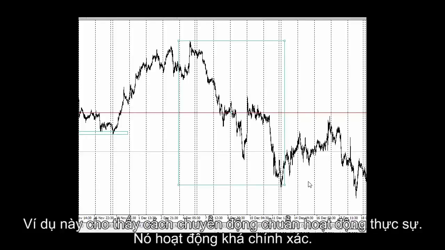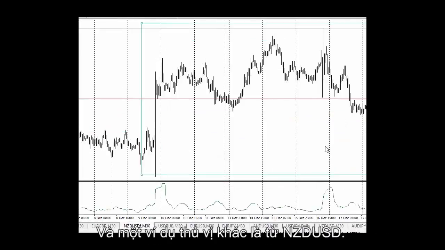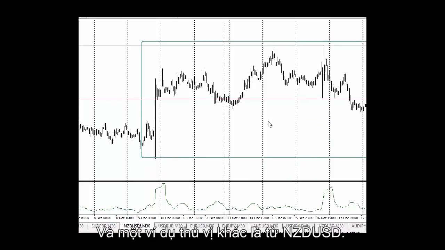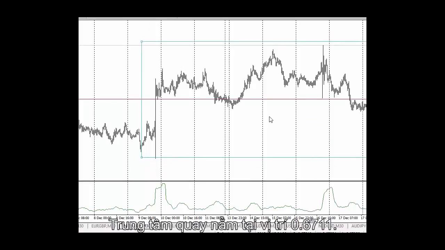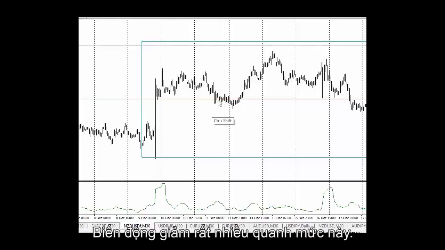So you see, this is a pretty good trade. And another interesting example is from New Zealand dollar versus American dollar, from the recent price action, from the recent market. You see that the rotational center is located at 0.6711 because volatility is going to become very reduced along this level.